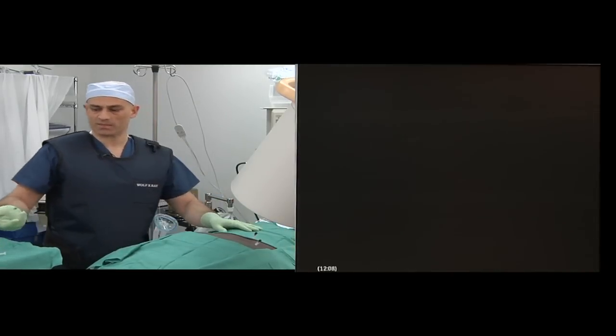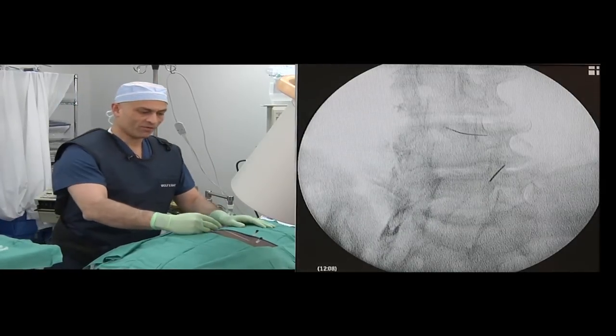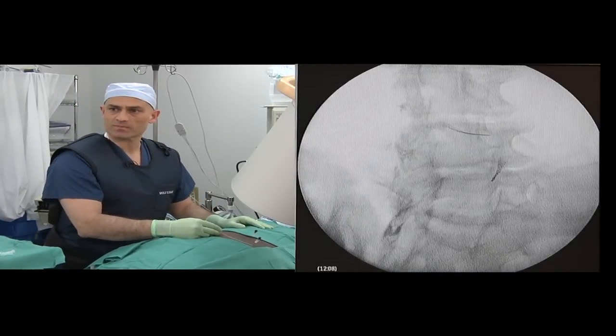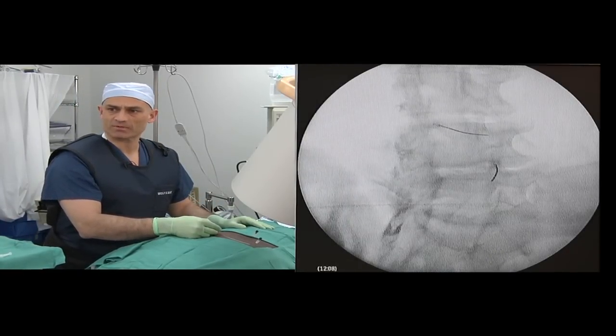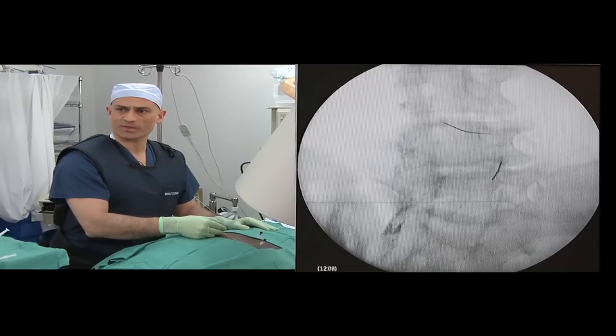into the joint space. The L5-S1 facet joint is then addressed in a similar fashion using fluoroscopic guidance.